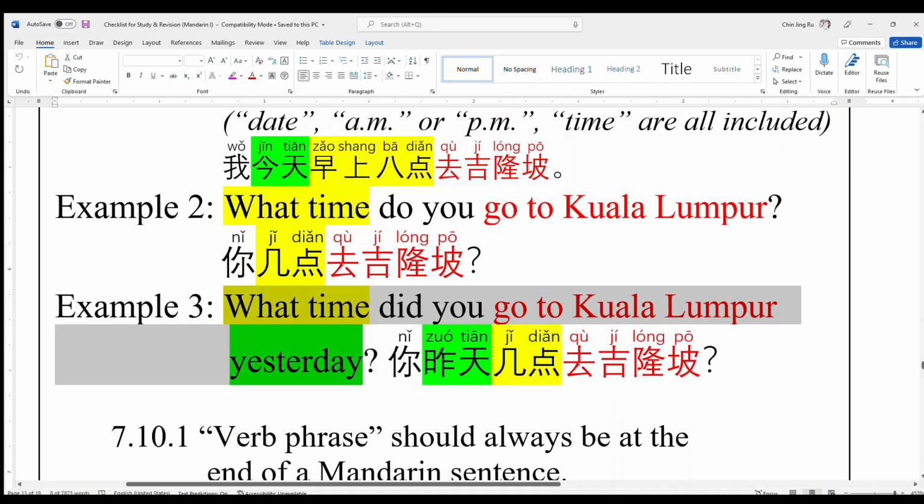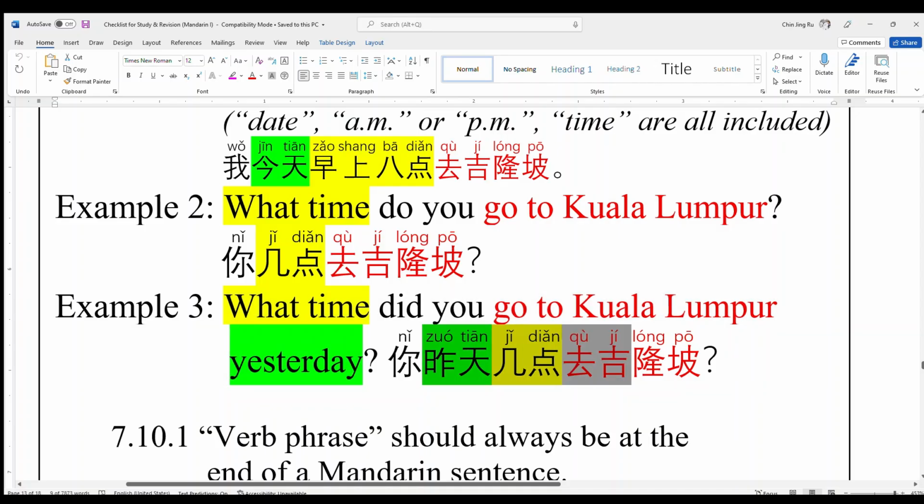So you see the day appears again. Yesterday is 昨天. What time? 几点去吉隆坡? So listen and repeat. 你昨天几点去吉隆坡? Very easy, right?